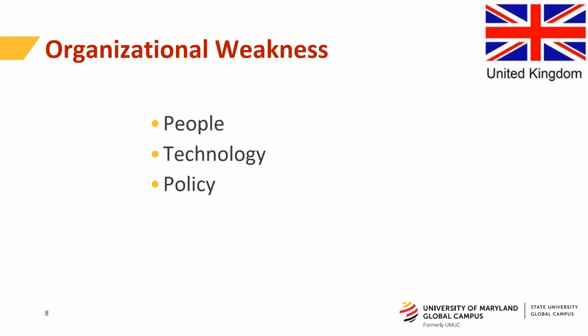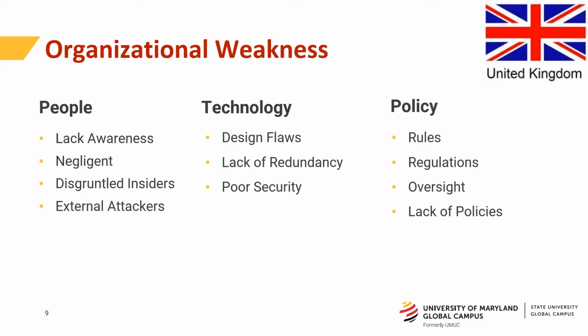Organizational weaknesses are categorized into people, technology, and policy. Out of all organizational weaknesses, human error is a major factor in breaches. People tend to be the weakest link due to their lack of security awareness, negligence or carelessness, and straight-up disgruntled insiders bent on damage or revenge. External attackers are any unauthorized users who may be motivated either financially, politically, socially, intellectually, or for reasons of their own to commit cybercrimes, such as cyber espionage or other types of cyber attacks.